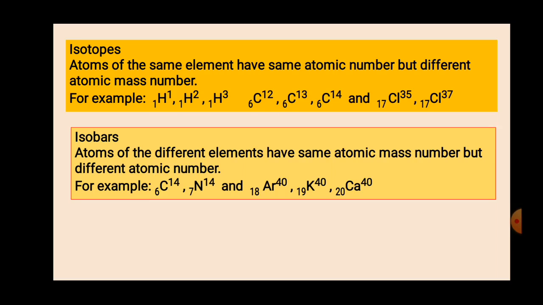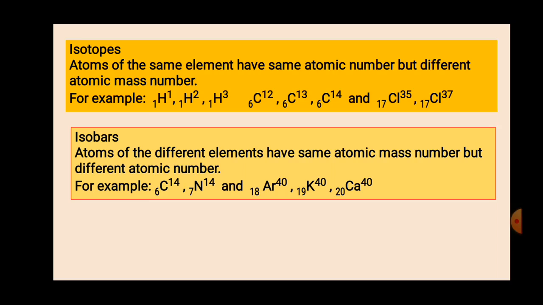See which one remains the same. 14 and 14. What is 14? It is nothing but the mass number. The atomic mass number remains the same, but which one differs? The atomic number differs: 6 and 7. The atomic number of carbon is 6, and nitrogen is 7. In the same way, one more example of isobars: argon, potassium and calcium. The mass of argon, potassium, calcium is 40. But the atomic number of argon is 18, potassium is 19, calcium is 20. So these are called isobars.